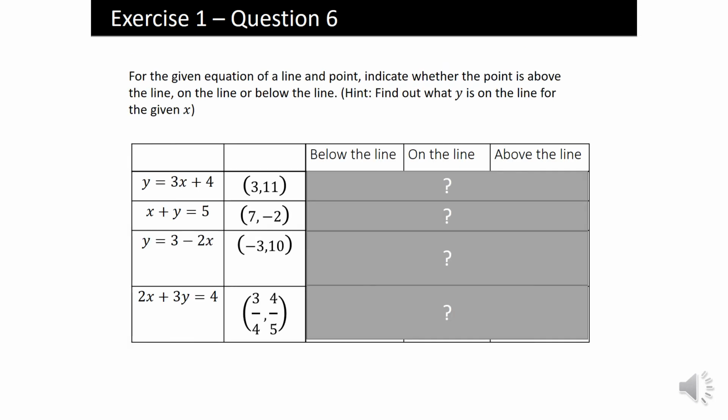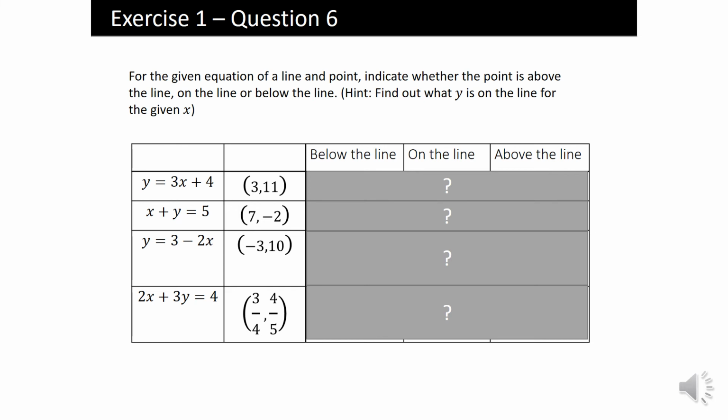Okay, so with this one, you need to work out whether the coordinate is below, on or above the line. So there's a couple of ways you can do this. You can either sketch the line and then just put the coordinate and see if it's above, below or on. But the hint, find out what y is on the line for a given x, that's I think the fastest way to do it. So what you would do is look at the coordinate, so for this first one 3, substitute that into the equation, so you've got 3 times x, so 3 times 3 plus 4, so the line would pass through 3, 13, so that would be above 3, 11, so this coordinate would be below the line.